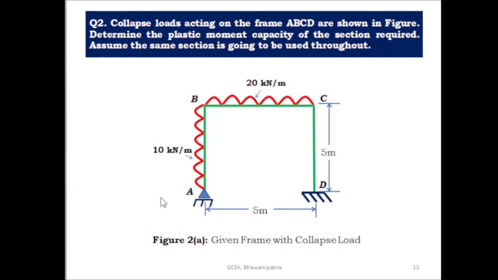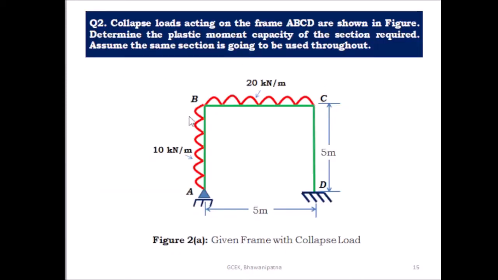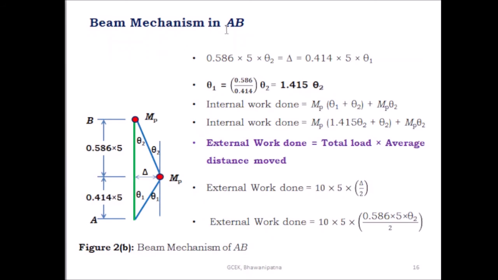This is the given frame with the collapse load. Here also you have to consider the beam mechanism, sway mechanism and combined mechanism. So first, coming to the beam mechanism AB, you have to take two beam mechanisms, one beam mechanism for AB and the second beam mechanism for BC. Due to this load you take one beam mechanism, and due to this load you take another. So first you take the beam mechanism in AB.